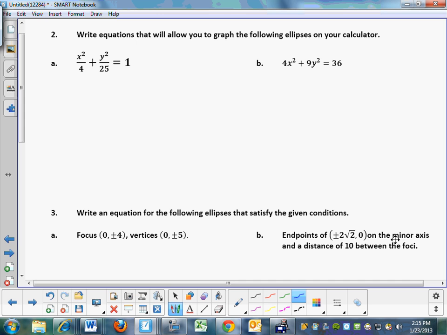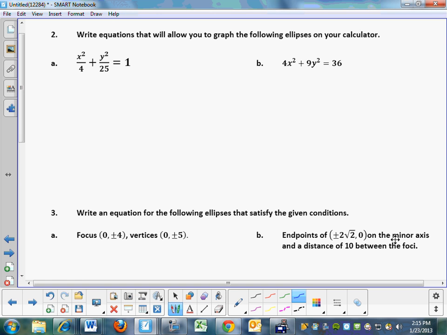Ellipses, if we graph them, true or false, they are a function? False, why? They don't pass the vertical line test. And on your calculator, if you go to graph something, right now it only allows you to graph it in the form of a function. So really what we have to do is write an equation for the top and an equation for the bottom. And we're going to do that by solving for y.